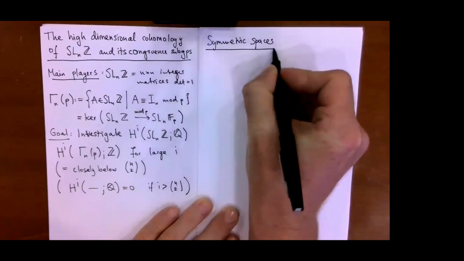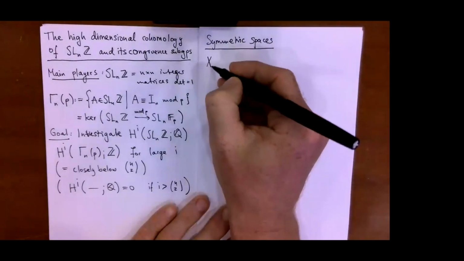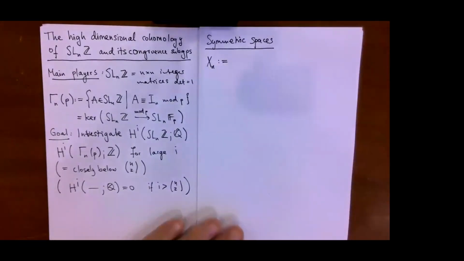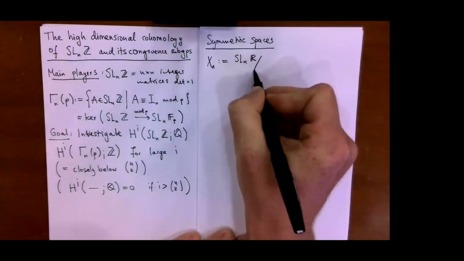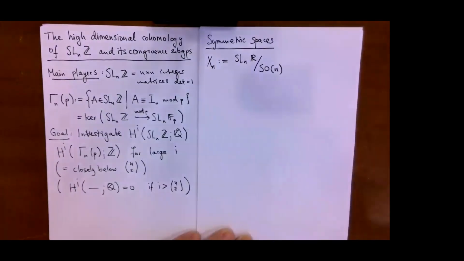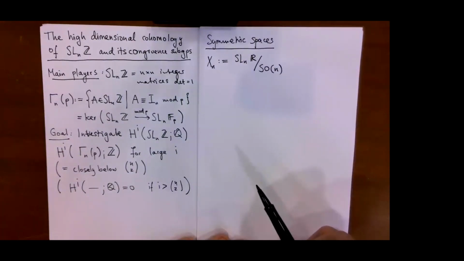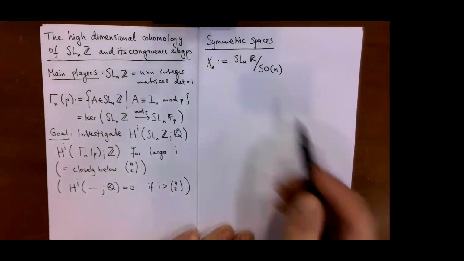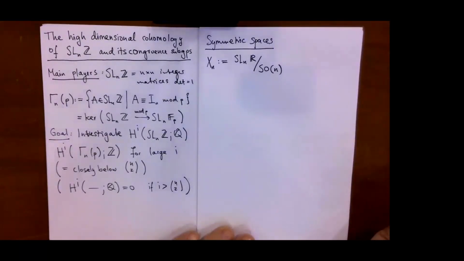And I can imagine that all of you maybe know even more about this stuff than I do, but I'm looking at this quite elementary. So I'm just going to define a space Xn to be SLnR mod SOn. So real determinant 1 n by n matrices mod the special orthogonal group n by n matrices. Now this is not a group. This is not normal in there. So this is a space.